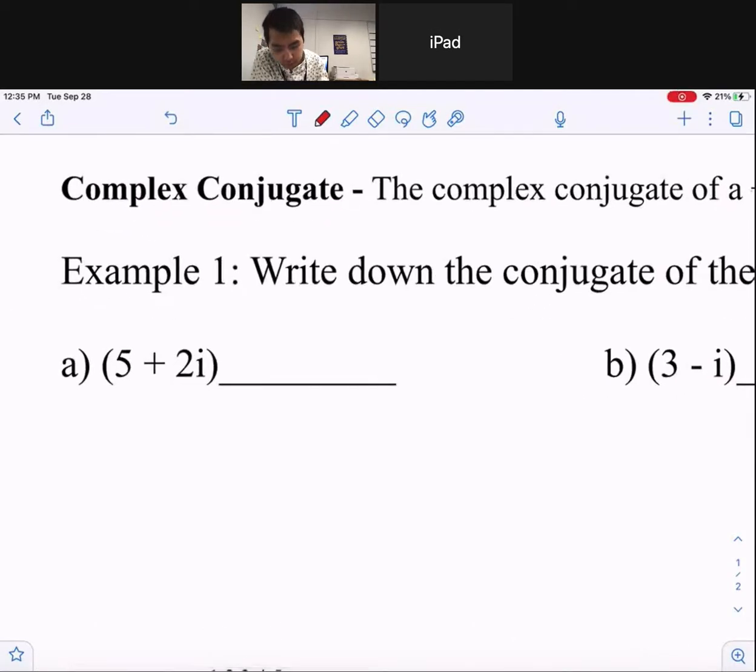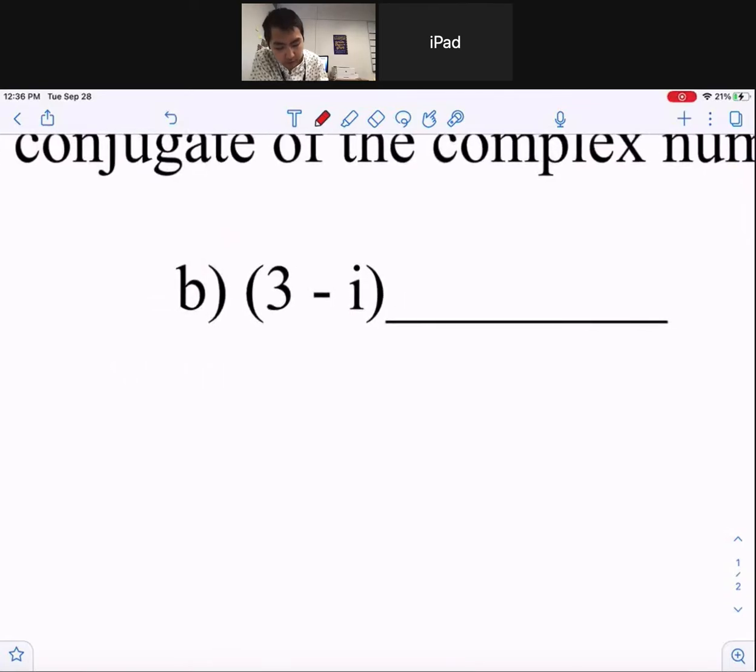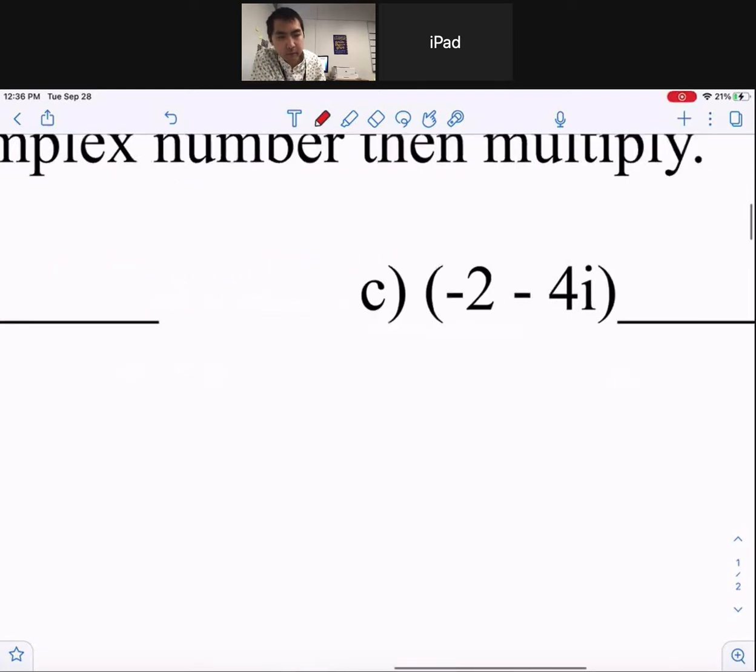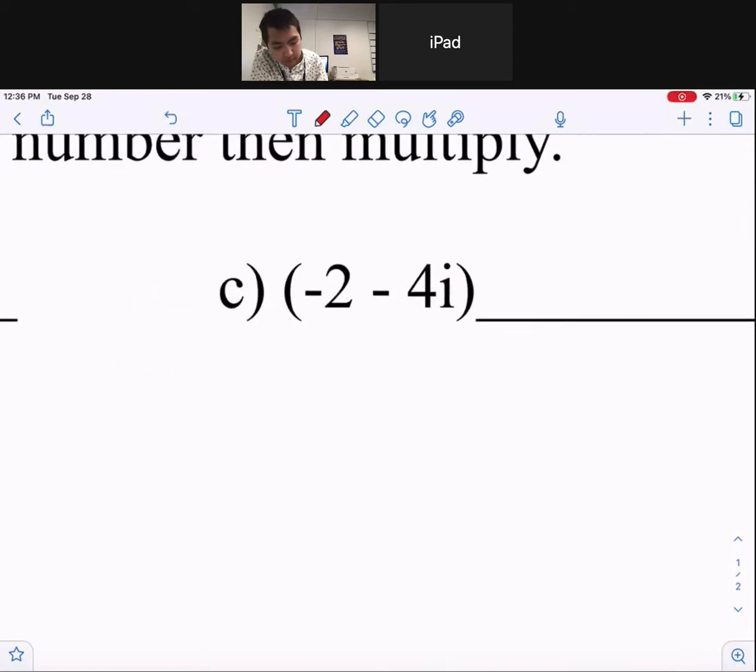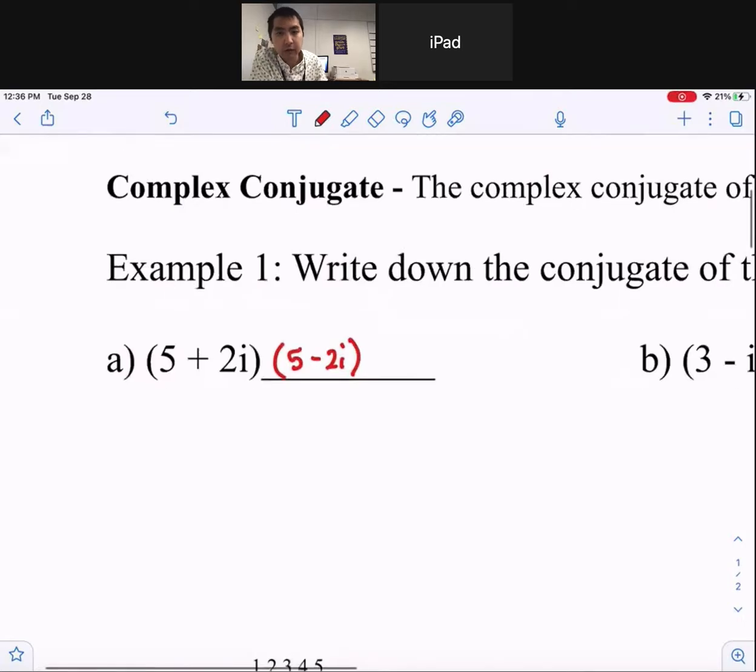Since this is 5 plus 2i, the conjugate is 5 minus 2i, the opposite sign. For the next one, the conjugate of 3 minus i is 3 plus i. And for part C, the conjugate is the opposite of the middle sign: negative 2 plus 4i.